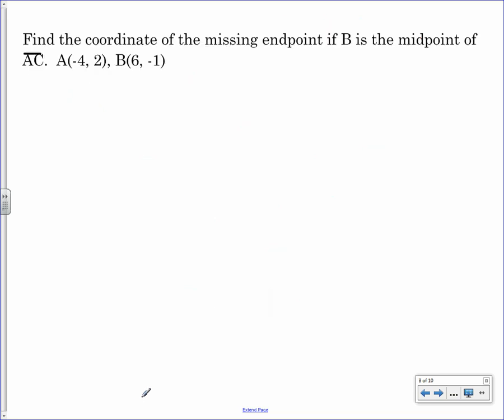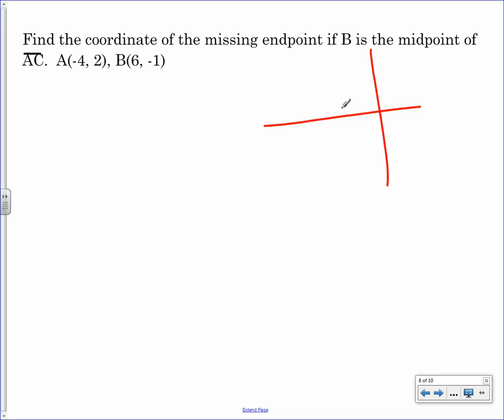Excellent. Find the coordinate of the missing endpoint if B is the midpoint of line segment AC. A is at -4, 2, B is at 6, -1. Okay? So technically, I don't have to graph this. I want you guys to watch me for just 2 seconds, but I want you to know you don't have to do this unless you really, really want to. So I'm going to graph it just because, but you don't have to.